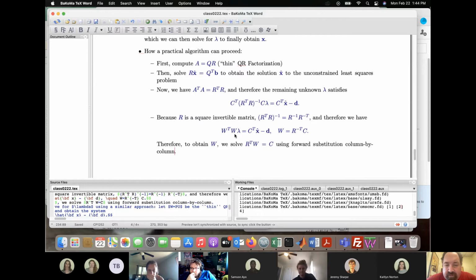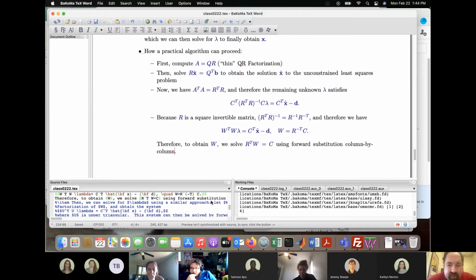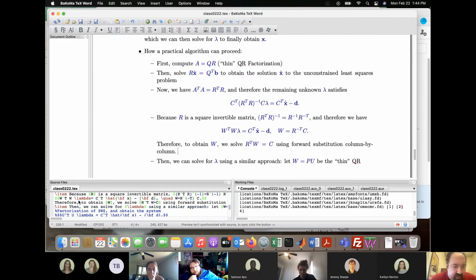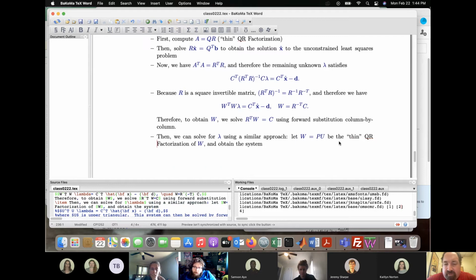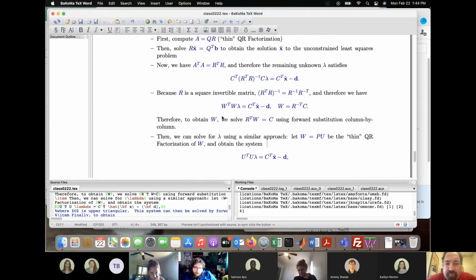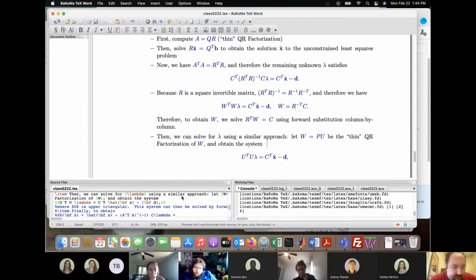So once I have W, now W is not a square matrix generally. So now I compute its QR factorization. So U will be a square matrix, upper triangular, non-singular. So W transpose W is the same as U transpose U. So now my system for lambda is in this form. And U is upper triangular.